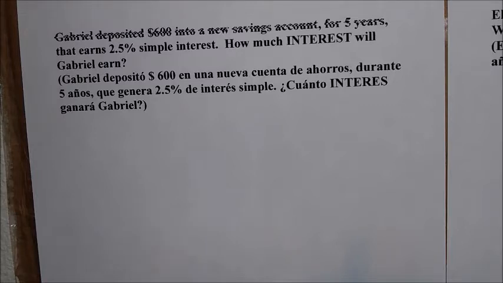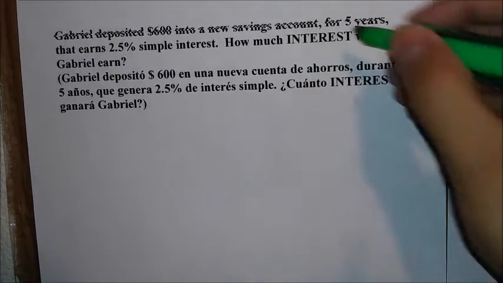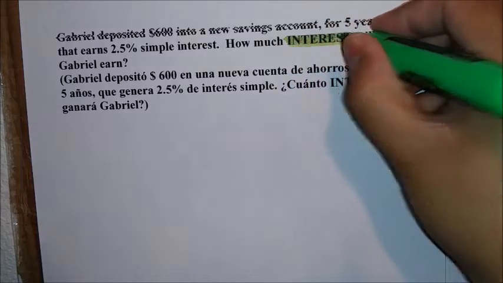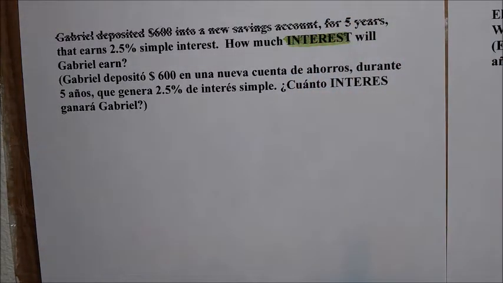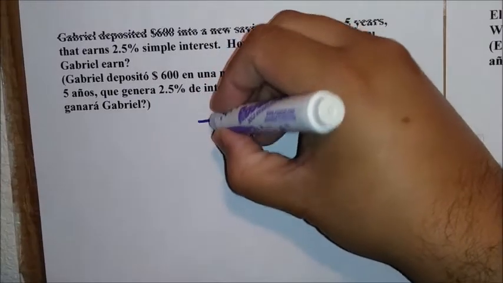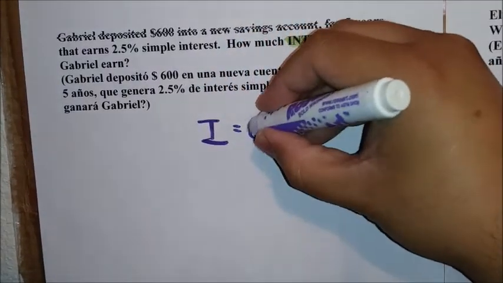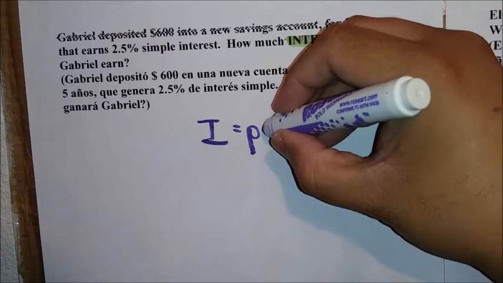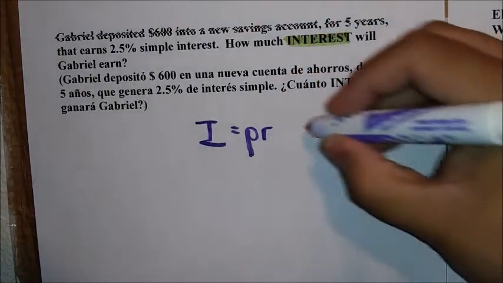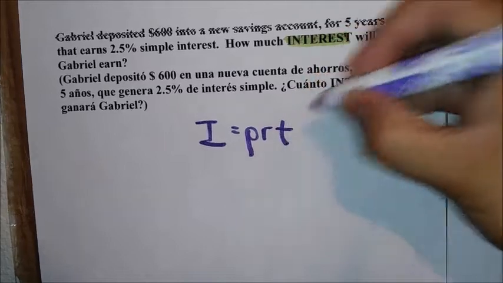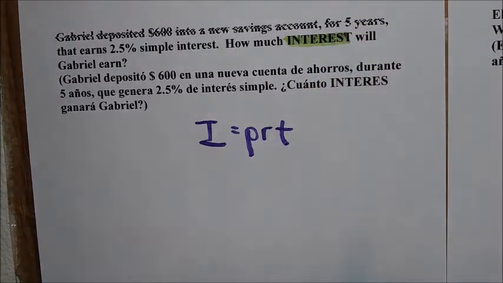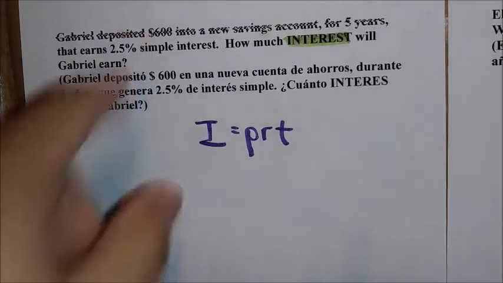Well, first, let's ask ourselves, what is the question actually asking for? It wants to know how much interest he will earn. Okay, so we actually have a formula for that. The formula: interest is equal to the principal, how much you start with, times the rate, times time. And this is for simple interest, and in this case the principal is how much money he started with.